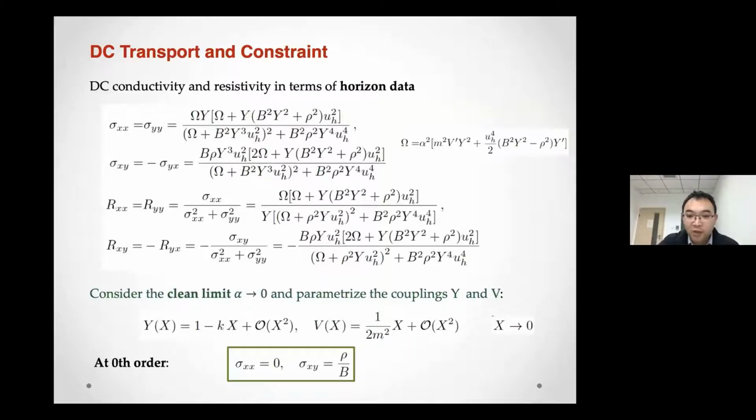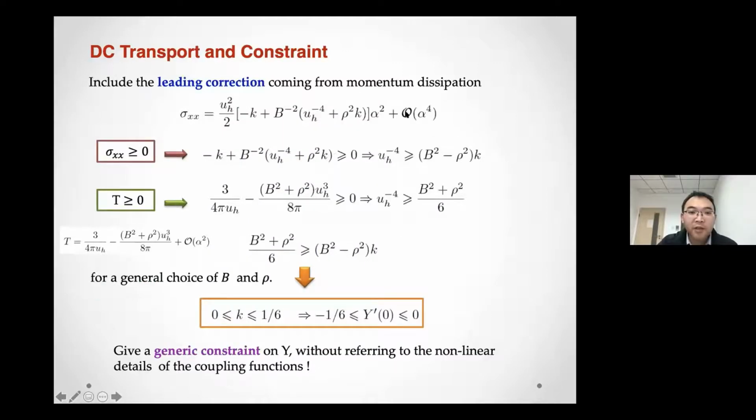So we can, in general, parameterize the couplings Y and V using the Taylor expansion. So actually at the zeroth order, I mean alpha is 0, we have this very nice result. This is expected from the Lorentz symmetry at finite charge density and magnetic field. So this is a consistency check of our result. So let's consider the leading correction. We find the conductivity given by this quantity, and because the conductivity cannot be negative, this gives the constraint here. And also, the temperature should be positive. This gives these constraints. To combine these together, we have these non-trivial constraints.